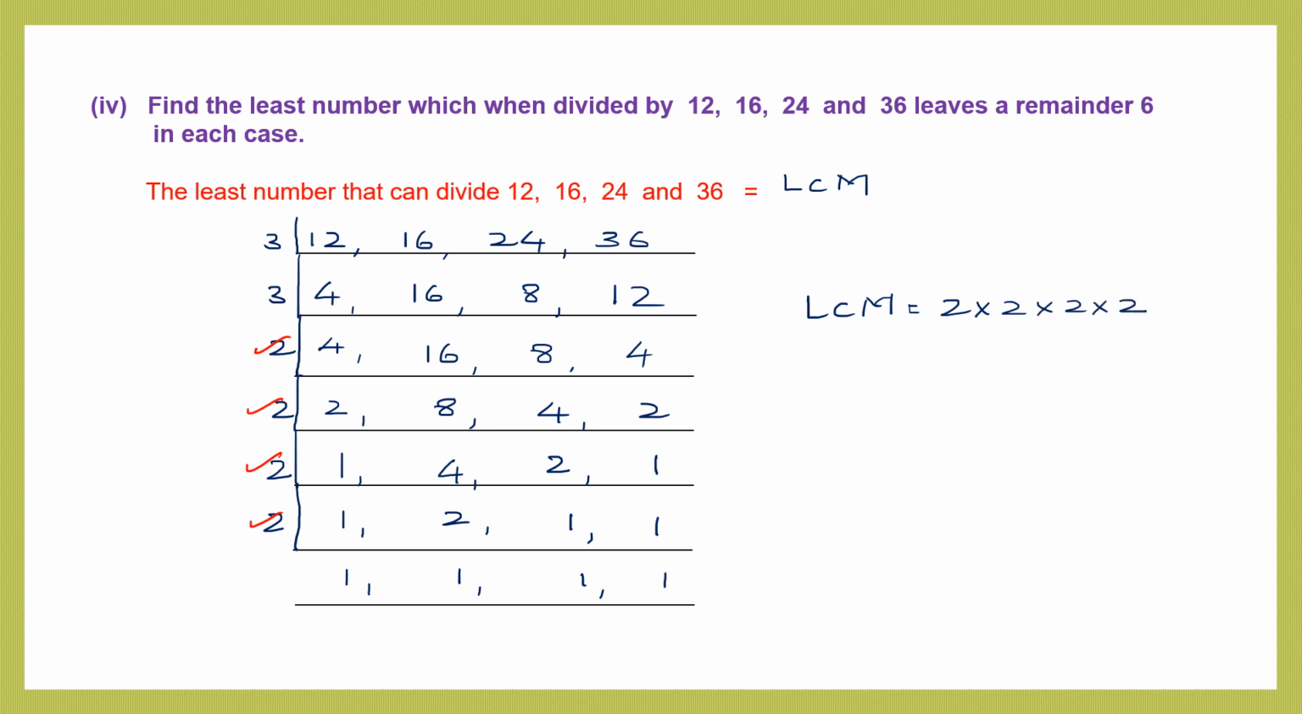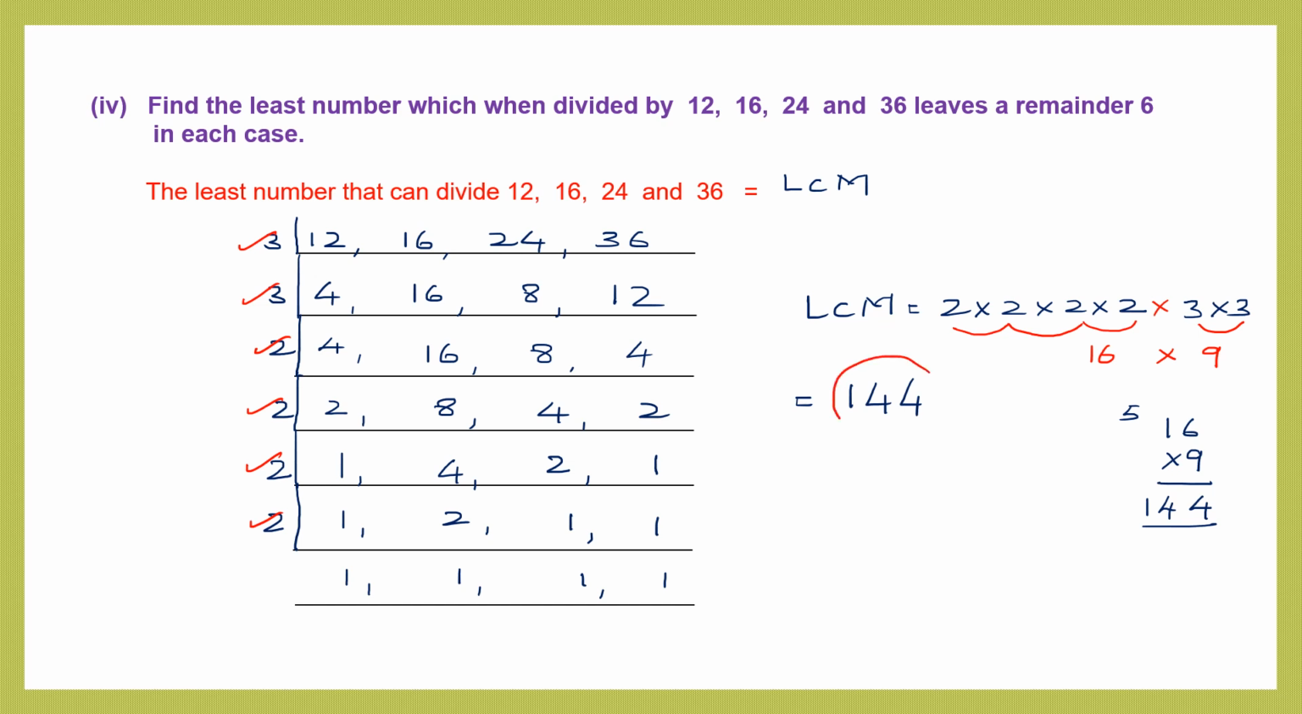Now how many 3's are there? There are 2 3's. So that will be into 3 into 3. So here let's multiply the 2's. 2 2's are 4, 4 2's are 8, 8 2's are 16, into 3 3's are 9. So we have to multiply 16 into 9. 9 6's are 54, carry 5, 9 1's are 9 plus 5 is 14. So my LCM here is 144.